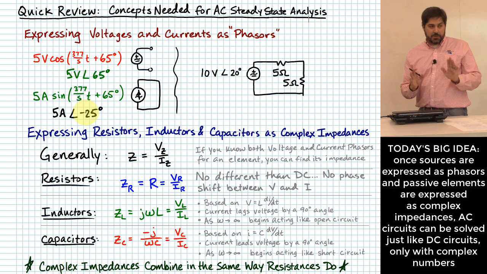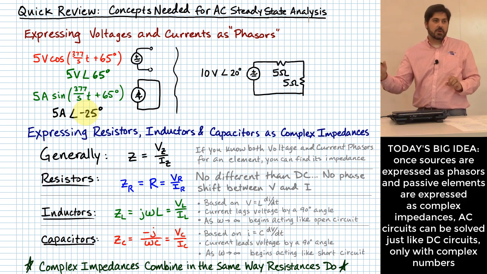The other thing that I want to show you here is that the phasor values we come up with in terms of voltages and currents work with our complex impedance values the same way that voltages and currents work with resistance values when we are dealing with DC circuits. It works basically the same way.